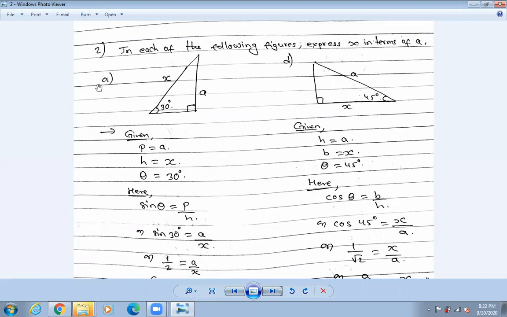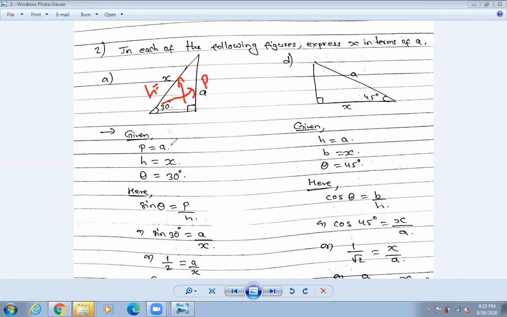Now, we have learned one thing. The opposite of 90 is called what? Hypotenuse. So H is x. Okay, what is the hypotenuse? It is x. The opposite of the reference angle, where 30 degrees is the reference angle, is called what? It is called perpendicular. So perpendicular is a. Hypotenuse is x.